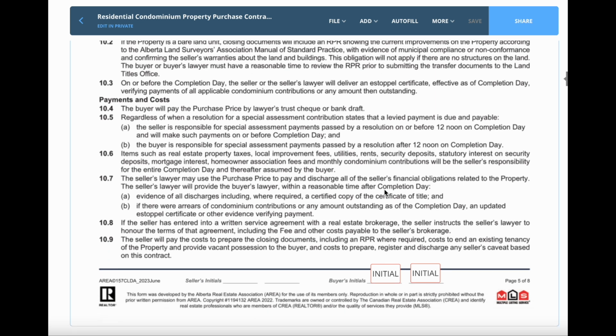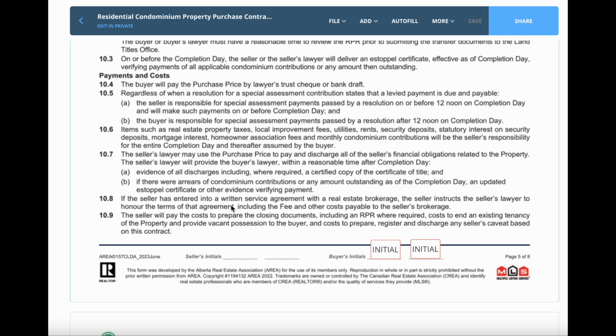And again, within a reasonable time, evidence of all of these discharges, and if there are any outstanding amounts, evidence of verifying payments.